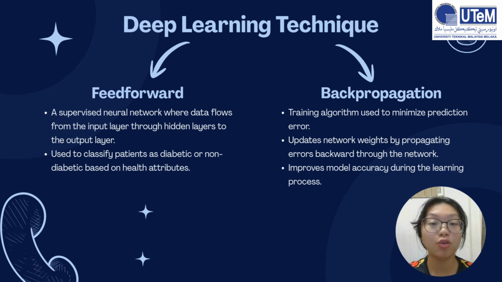Backpropagation, on the other hand, is used to train the algorithm to minimize prediction error. It will update the weights by propagating errors backward through the network. It also helps to improve the model accuracy during the learning process. So when we use backpropagation and feedforward propagation, it helps to bring the system together by both being supervised and also having the system learn on its own.